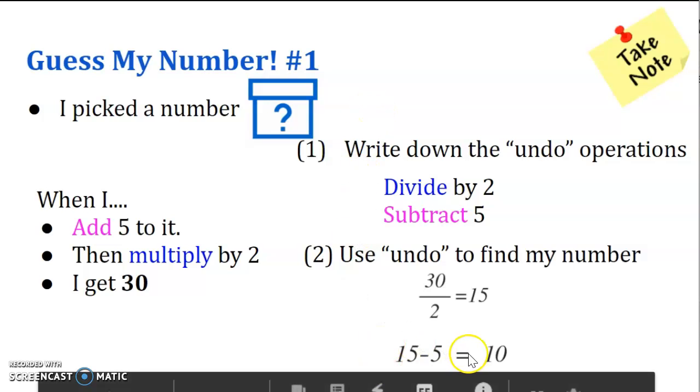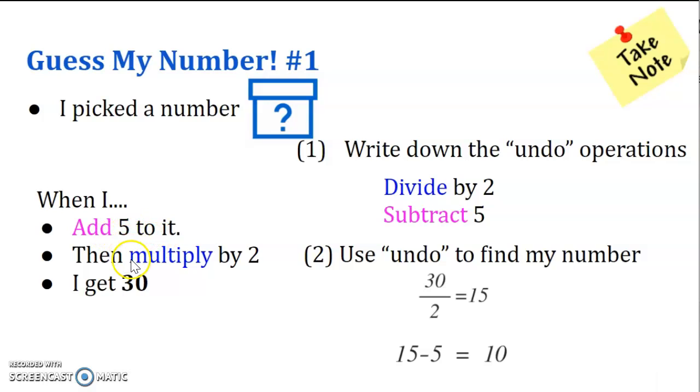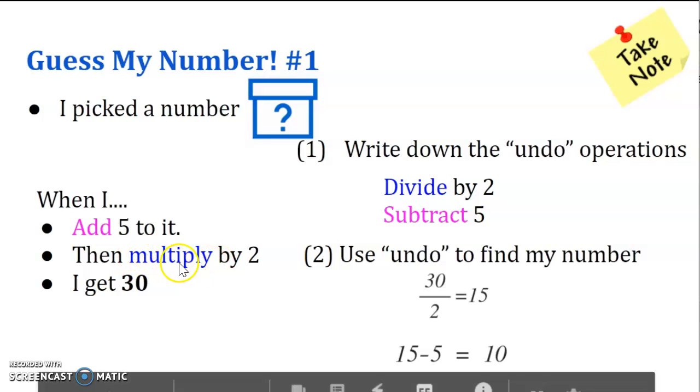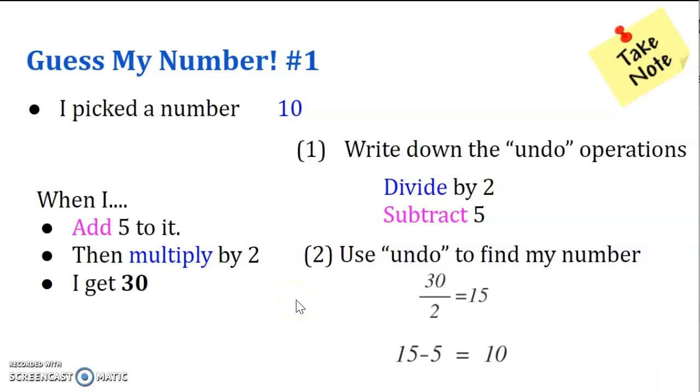We can certainly check. We can say that 10, if you add 5 to it, becomes 15. And then if you multiply that by 2, 15 times 2 is 30, and that's the number you should get. So we're doing and undoing. We're trying to go the reverse way to figure out what the unknown number was. And that tells me that the number I picked was 10.